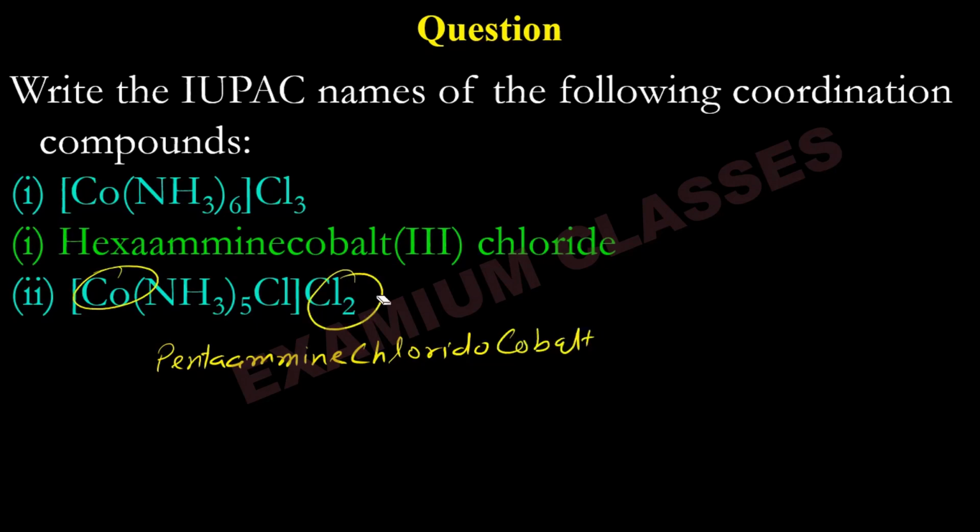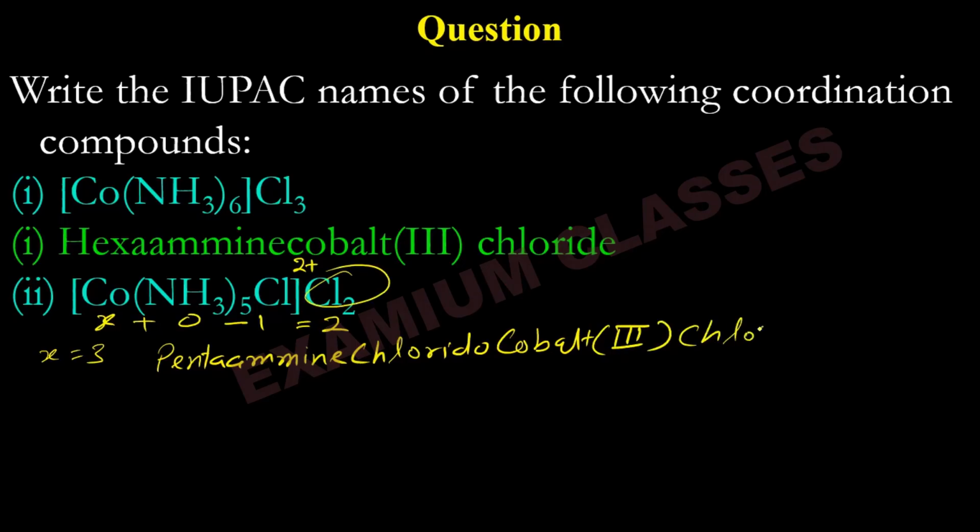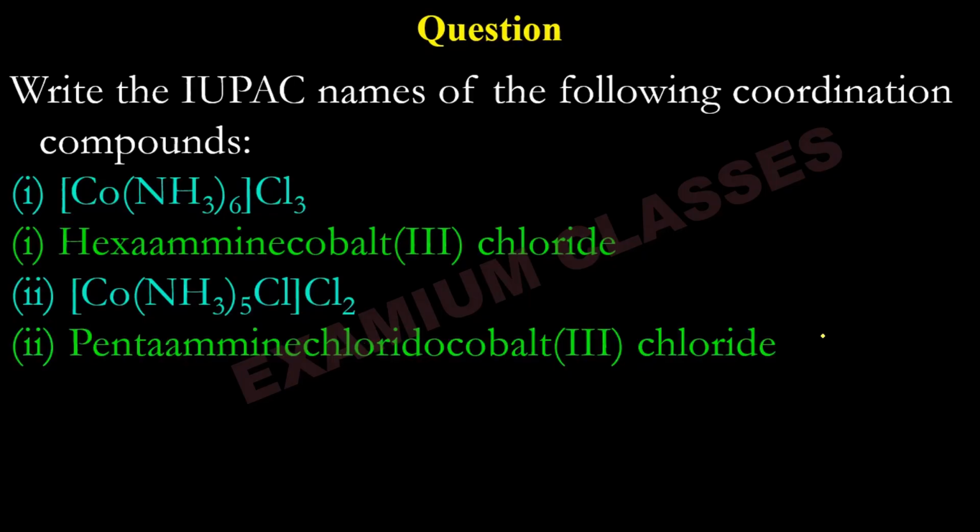Now remember, outside we have 2 minus. So it means on the coordination entity there should be +2. Suppose we say the oxidation state of cobalt is X, then NH3 is 0 and chlorine is -1. This whole will be equal to +2. So from here you will get X equals 3. So again, the oxidation state is 3. And outside you have chloride, so you will just write chloride, not how many. The answer here will be pentaamminechloridocobalt(III) chloride.